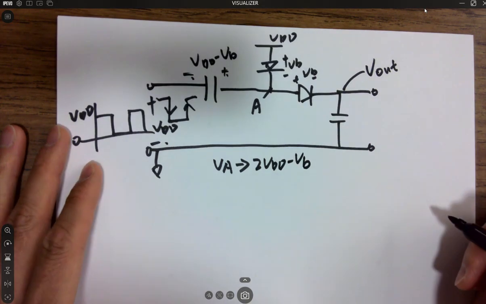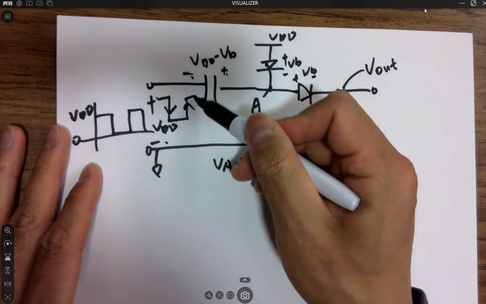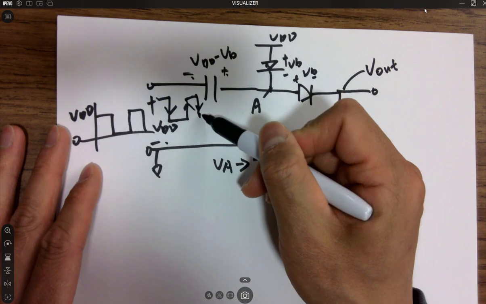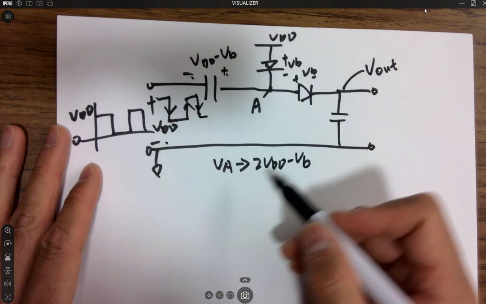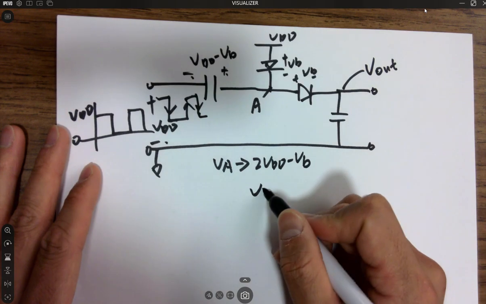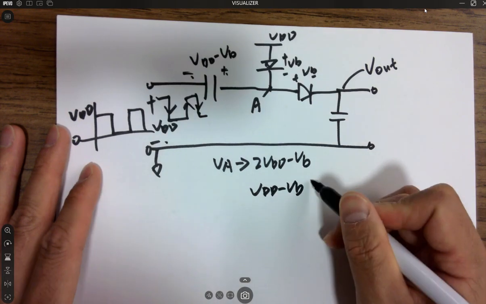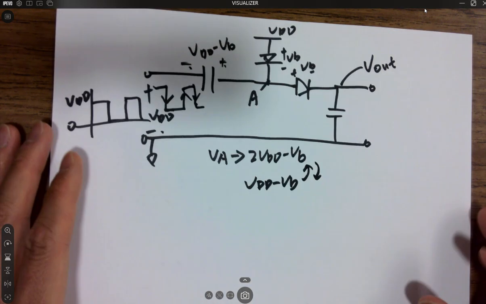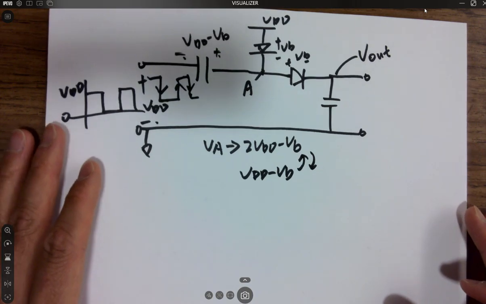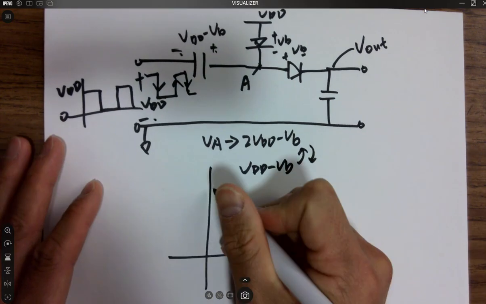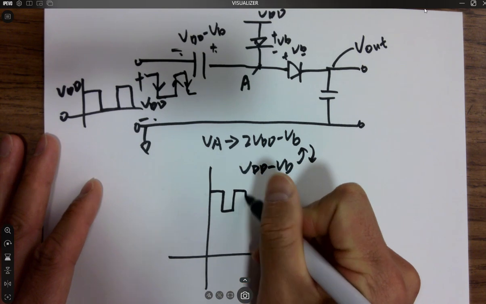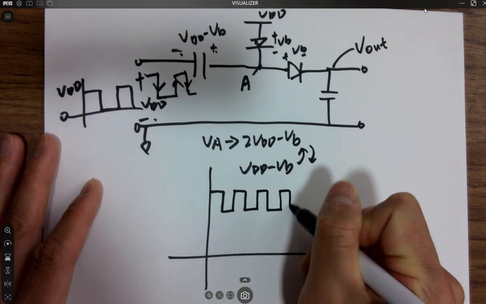And then this one has a floating edge again. We'll pull it down, so we'll charge it up to VDD minus VB again. So it's going to oscillate between VDD minus VB and 2 VDD minus VB. These two voltages oscillate between these two levels. If you draw a diagram, it looks like this. It's definitely above 0.